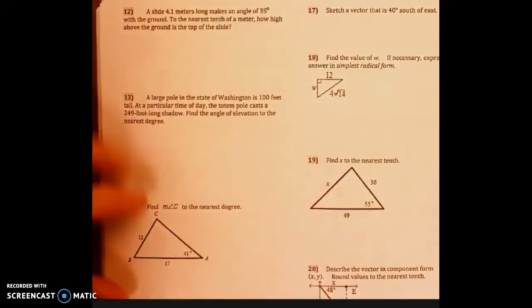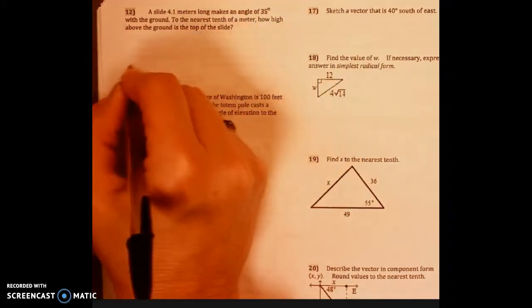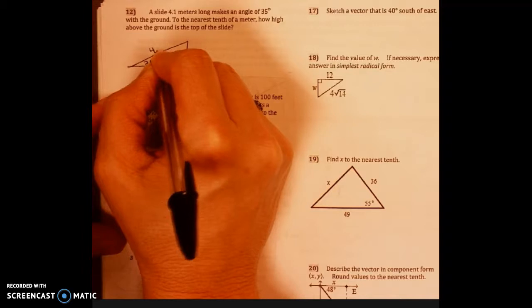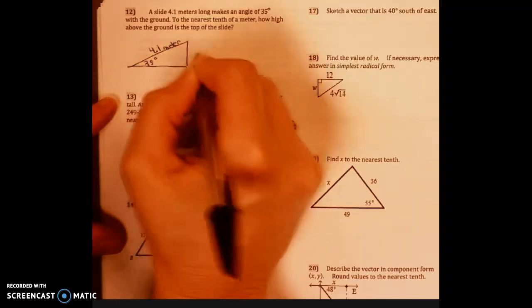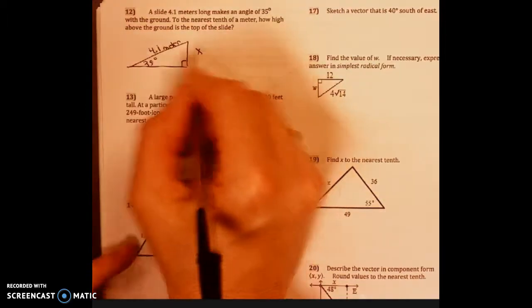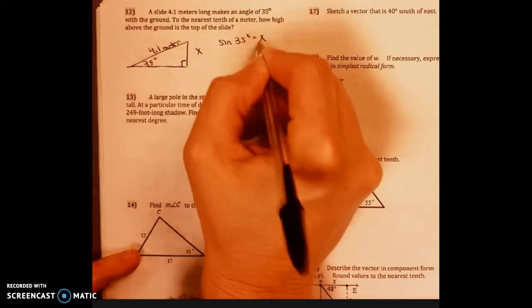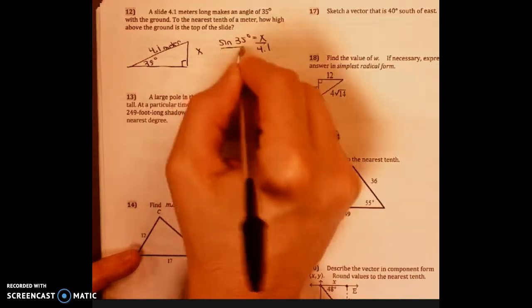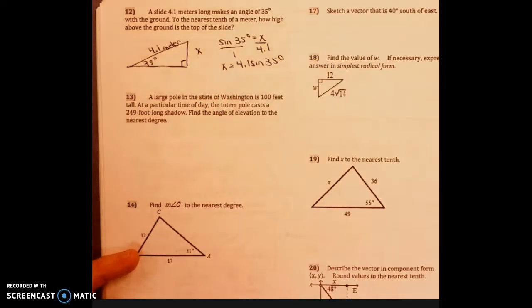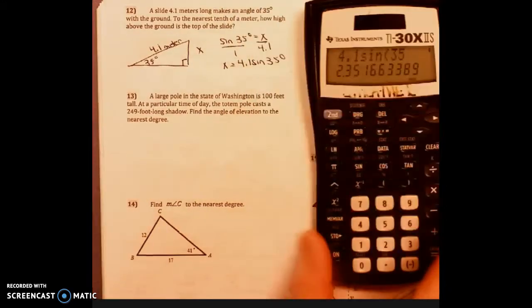Okay, number 12, it says a slide makes an angle of 35 degrees with the ground. So we have 35 degrees, my slide is 4.1 meters, and they want to know how high is the top of the slide. Again, we have a right triangle, we can use SOHCAHTOA. Opposite over hypotenuse is sine. And when we cross multiply, we get x equals 4.1 times the sine of 35 degrees. And we get 2.4.